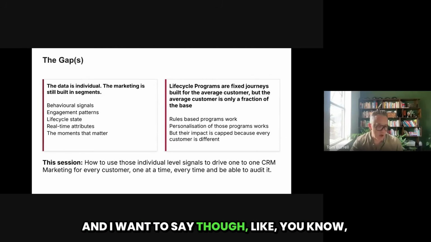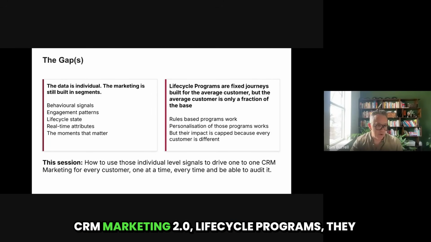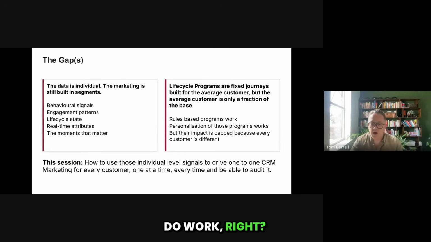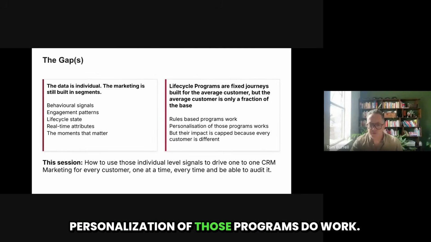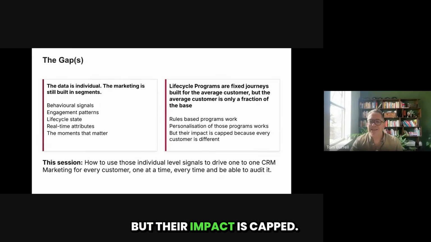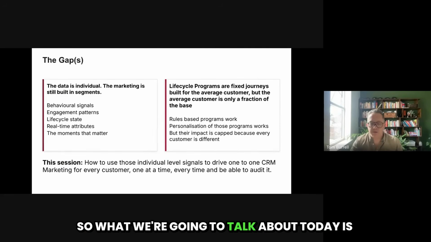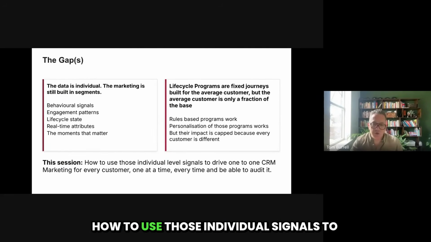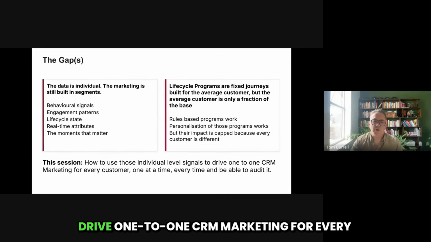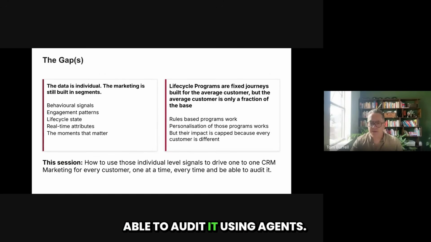And I want to say though, CRM marketing 2.0 lifecycle programs, they do work, right? They really do work. Personalization of those programs do work, but their impact is capped because ultimately every customer is different in every single moment. So what we're going to talk about today is how to use those individual signals to drive one-to-one CRM marketing for every customer, one at a time, every time, and be able to audit it using agents.